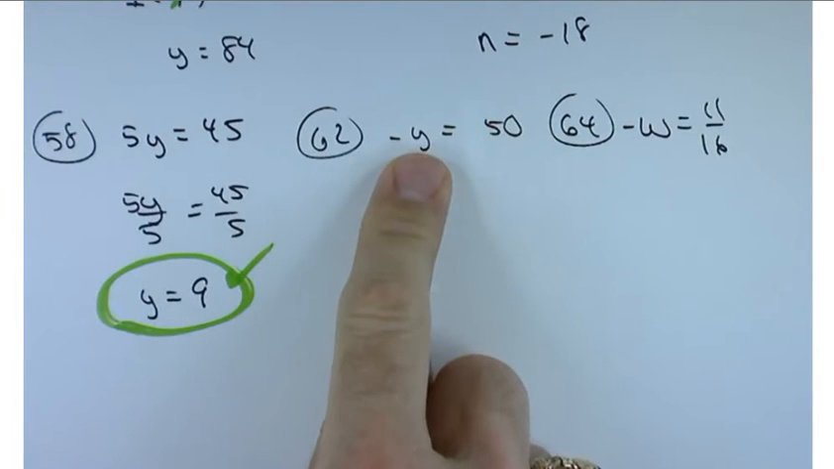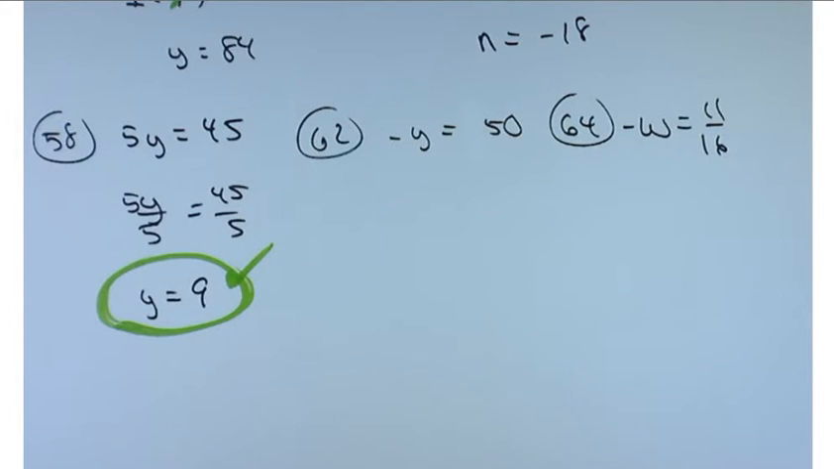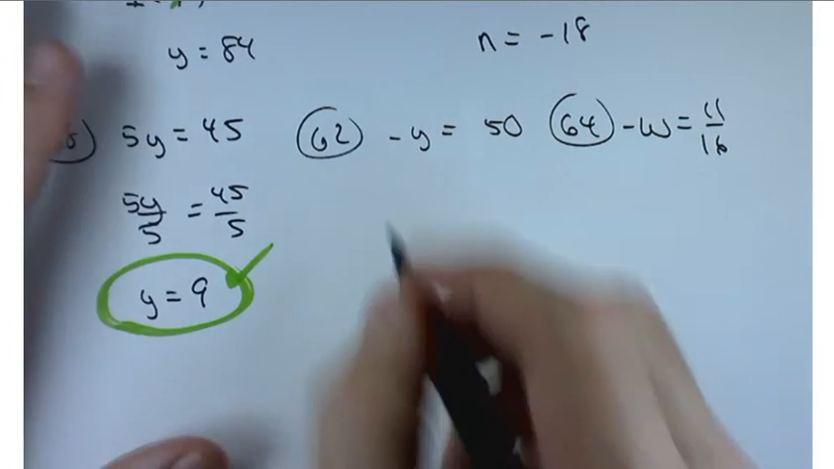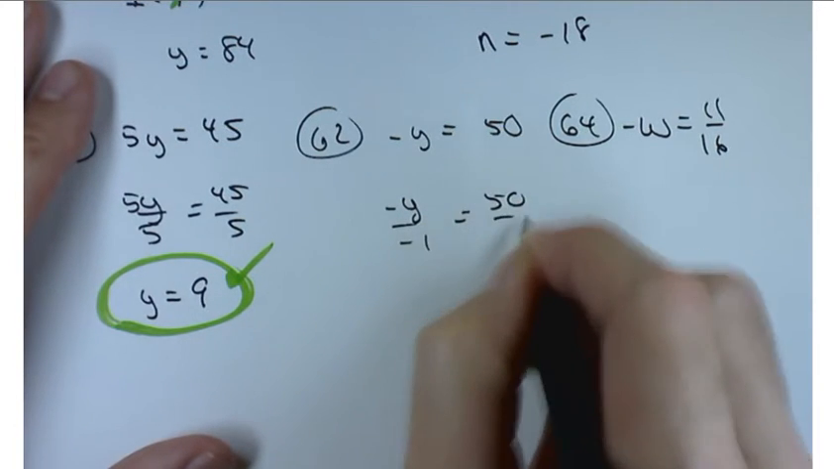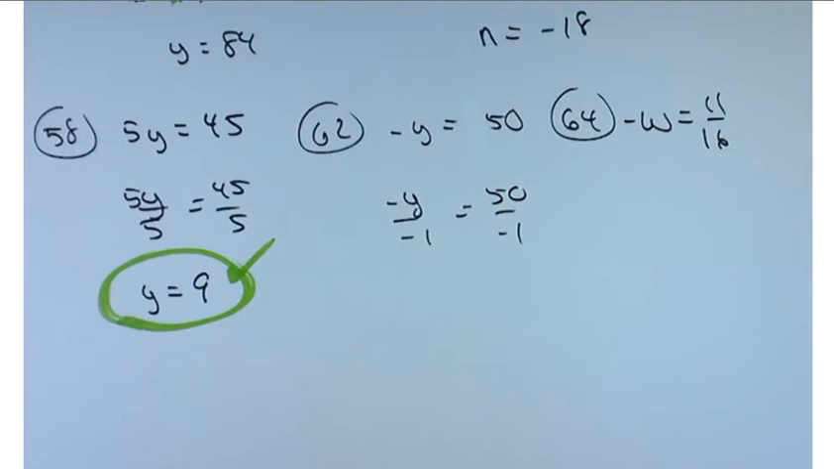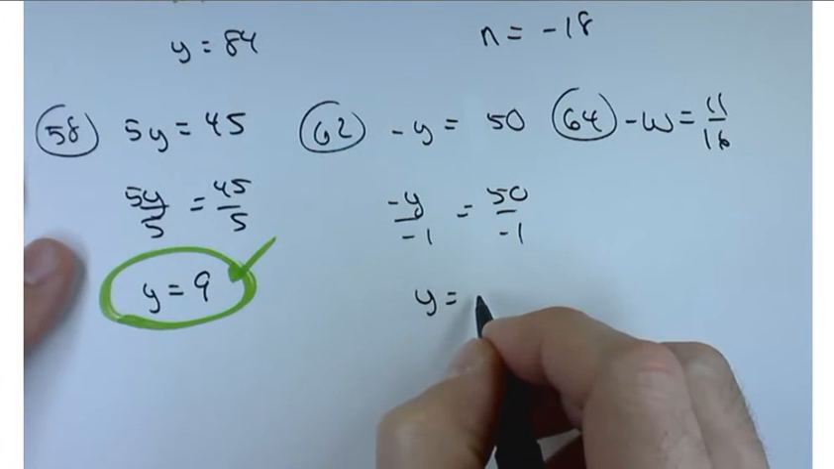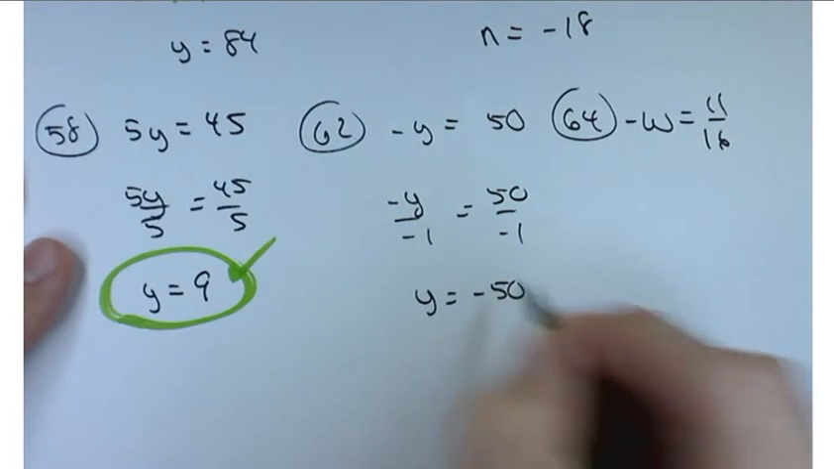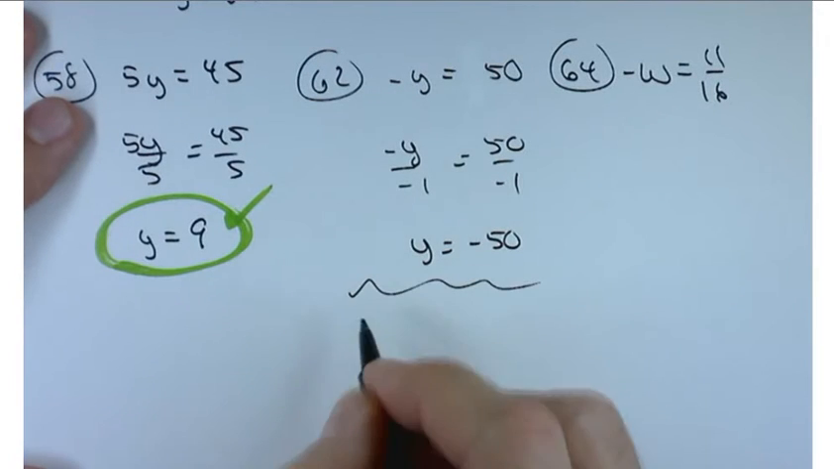Is the variable all by itself? No. It's being multiplied by -1. So what's the opposite of being multiplied by -1? Divide by -1. Most people are going to feel comfortable doing this. Divided by -1. And that's going to simplify, right? What does y equal? -50.